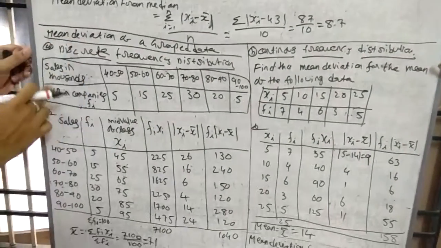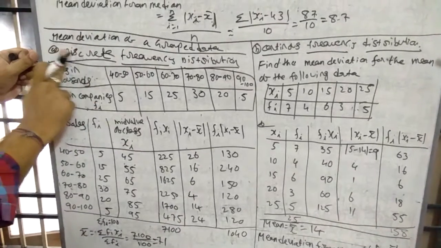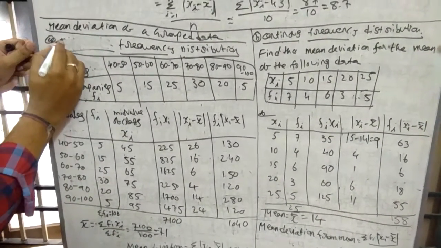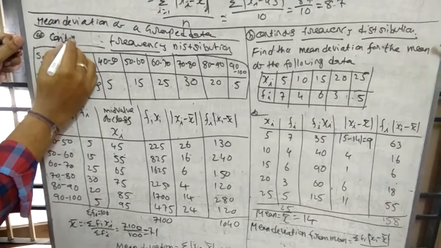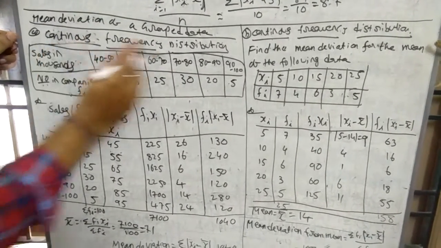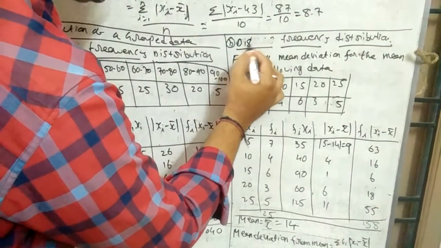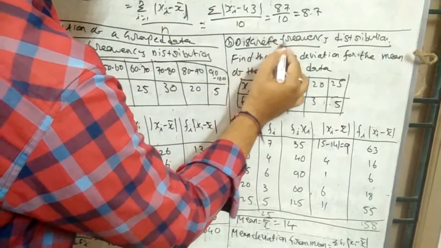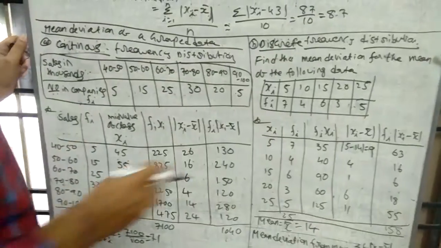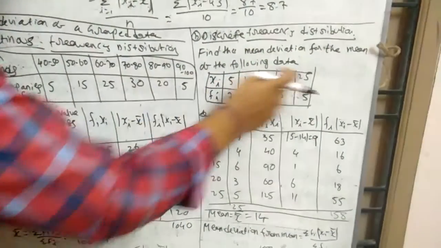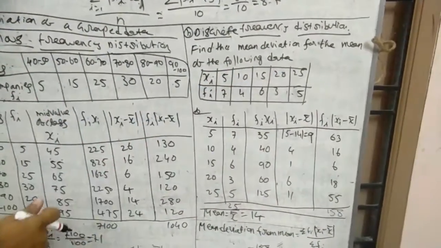Now another one is from grouped data we are doing. Grouped data again has been segregated as continuous and discrete. Now first we will go through discrete frequency distribution. Find the mean deviation. As an example we have taken this one. The values of x and the values of f have been given.